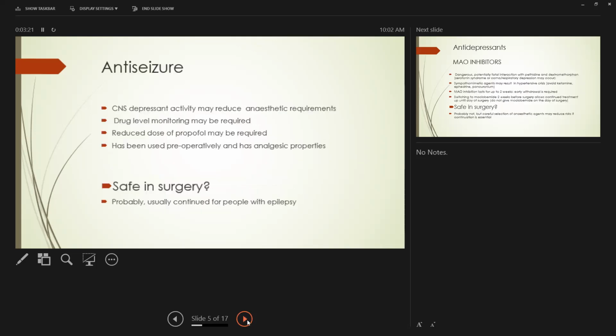Now we will discuss anti-seizure drugs. CNS depressant activity may reduce anesthetic requirements. Drug level monitoring may be required. A reduced dose of propofol may be required. Has been used pre-operatively and has analgesic properties. Safe in surgery, so use is probably continued for people with epilepsy.